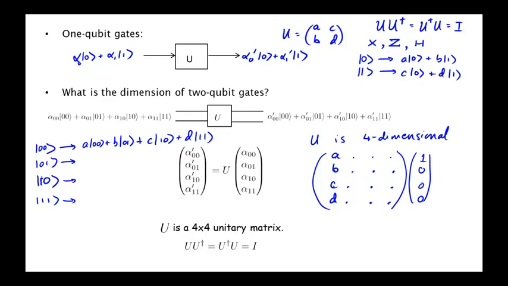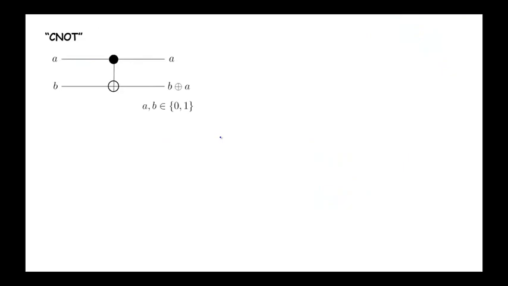Now let's look at an example of a 2-qubit gate. This is the most basic of the 2-qubit gates. It takes as input 2 qubits, outputs 2 qubits, and it's denoted by this funny symbol where there's a dot on one side, a line with a circle around it, which denotes an XOR.